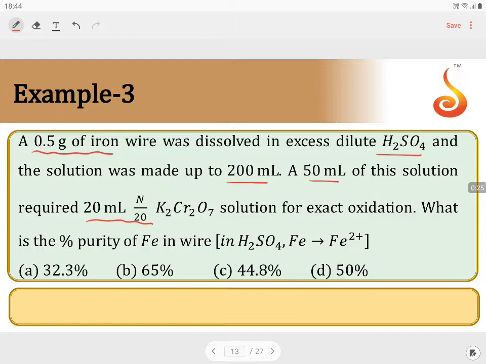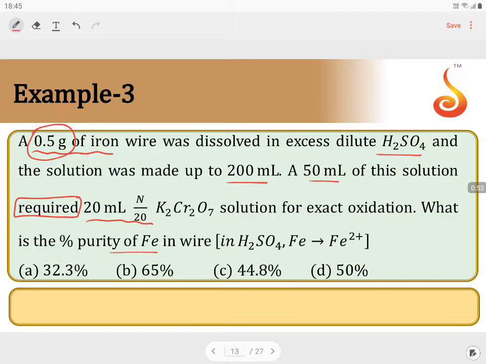Just try to understand here. Let us find out what they are asking: the percentage purity of iron. So the given amount of iron is not pure. We need to find how much iron actually participated in the chemical change with respect to the data provided here. Let us take this one step by step.